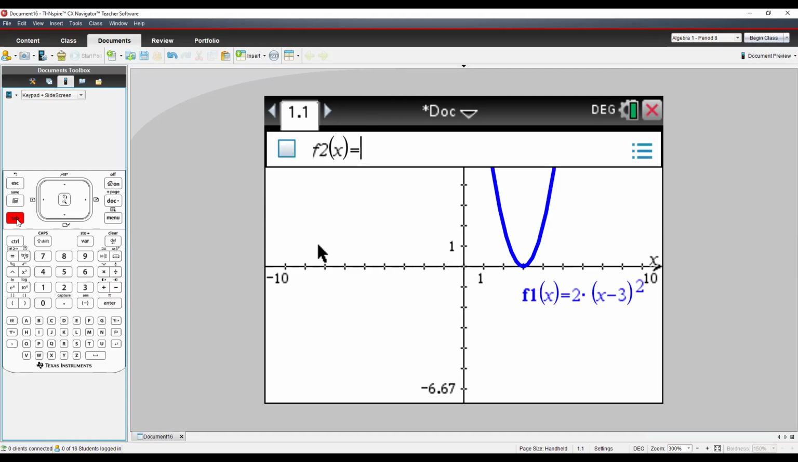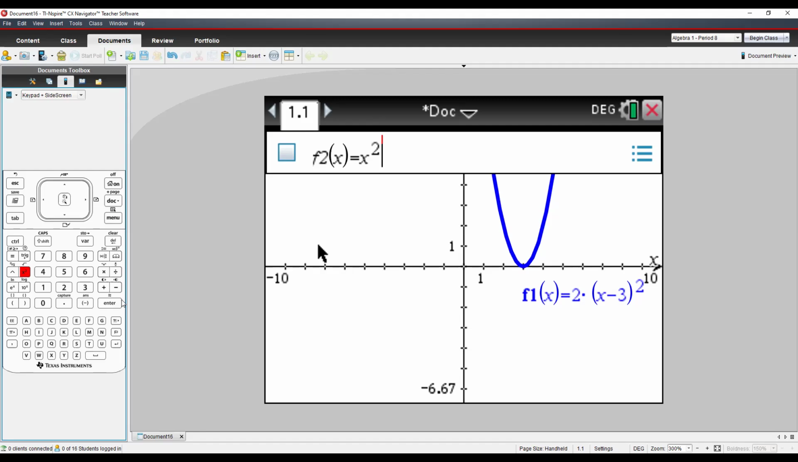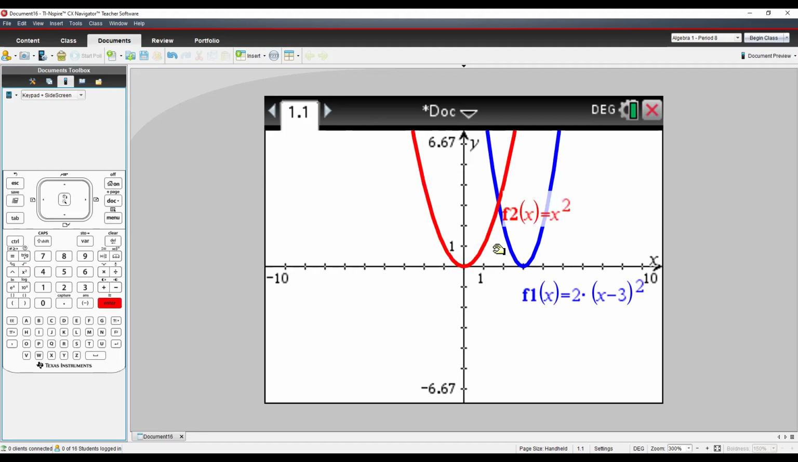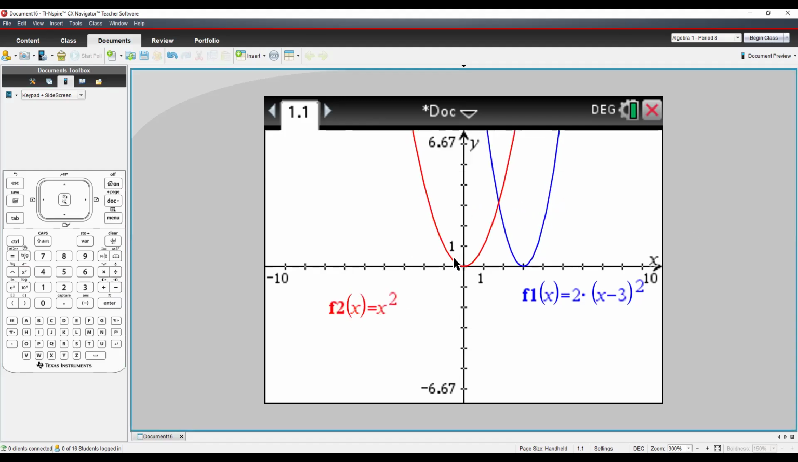Now we're just going to look at the second one. It's the parent function. You should already kind of know it's going to be a smile. It's going to start at the origin. Boom. So now here are the two functions. So let's go answer the question. The blue one is g of x. The red one is f of x. So let's go look to see what the answer choices are.